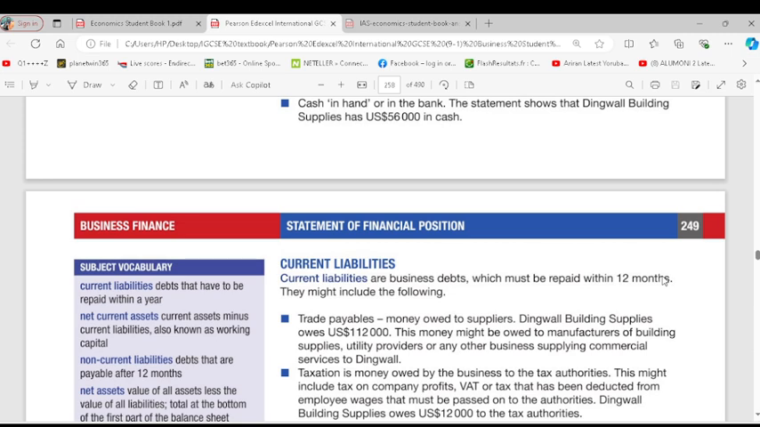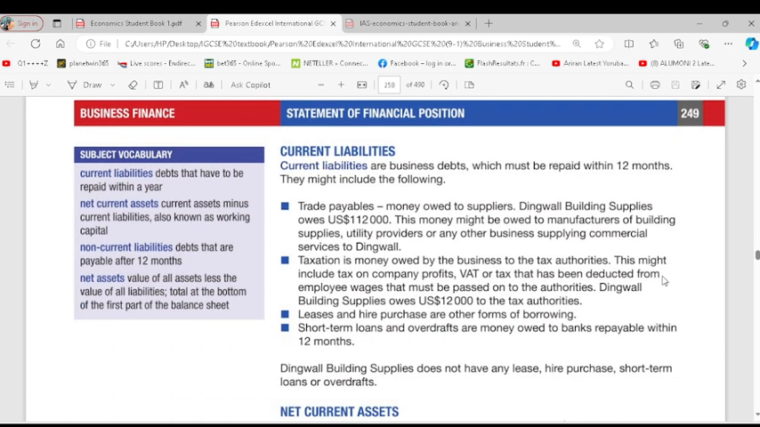Current liabilities are debts of the business that have to be paid within a year. Examples of current liabilities are trade payables, your creditors and suppliers. Those are the businesses you are owing that you have to pay within a year. Clear?